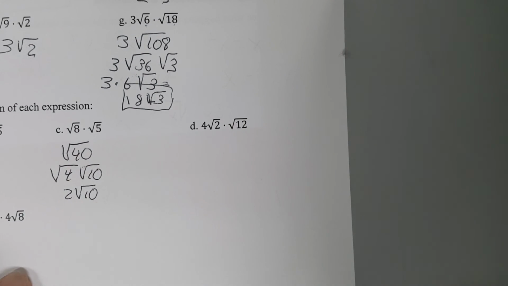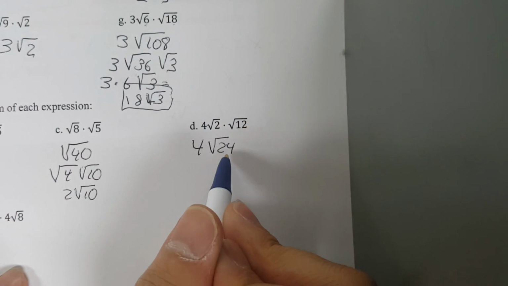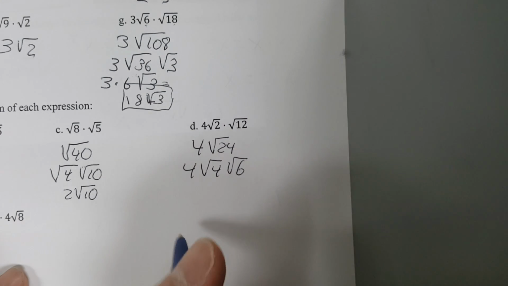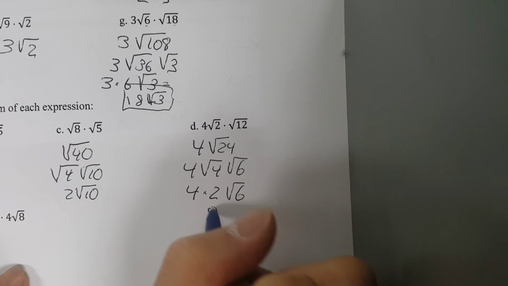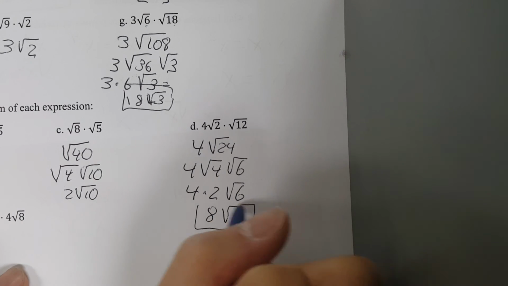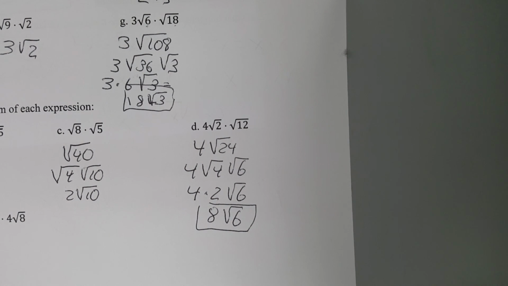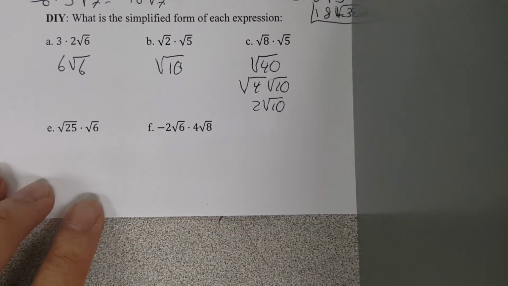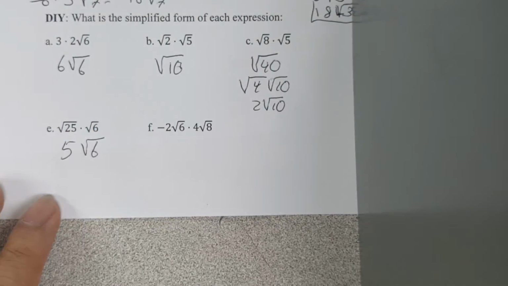Letter D. This becomes 4 radical 24. Largest number that can go into 24 is 4. So this is 4 radical 6. And this is 4 times 2 radical 6. So this is 8 radical 6. Okay? So look at that one if you weren't able to get that. Okay? Letter E, square root of 25 is 5, so this is just 5 radical 6.